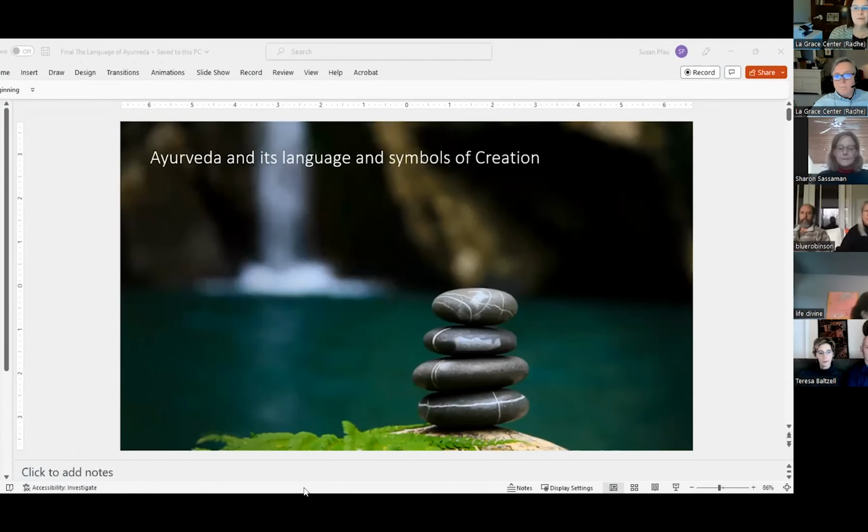So today what I'd like to do is to take a look at Ayurveda. Many of you have probably heard a little bit about Ayurveda and may even be familiar with it. For those of you who are not, Ayurveda is an ancient Indian modality of health and healing. The term Ayurveda translates as the knowledge of life, with Ayur being life and Vidya being knowledge or wisdom.